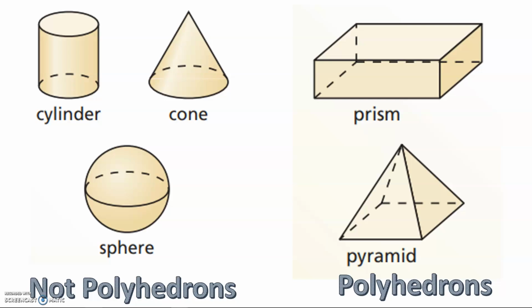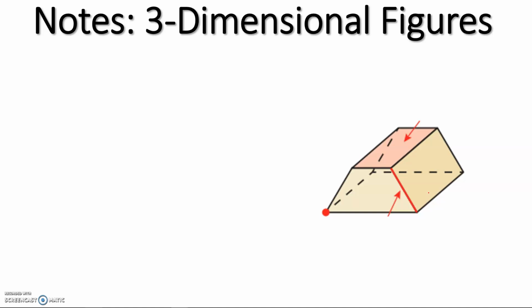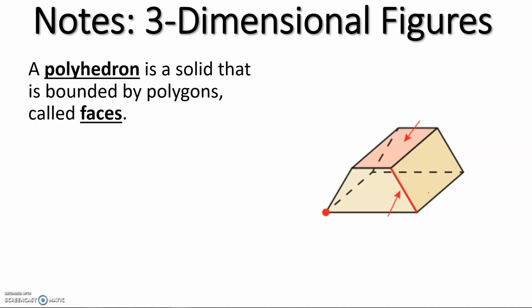So if you look over here on the left, we see that the cylinder is made up of a circle, and so is the sphere, and so is the cone, and those shapes do not have polygon sides or bases. Whereas the prism and the pyramid are made up of polygons. The prism here we could see is made up of rectangles, and our pyramid is made up of a square and triangles. Now, when we talk about polyhedron, we say that a polyhedron is a solid that is bounded by polygons, and those polygons that bound it are called faces.